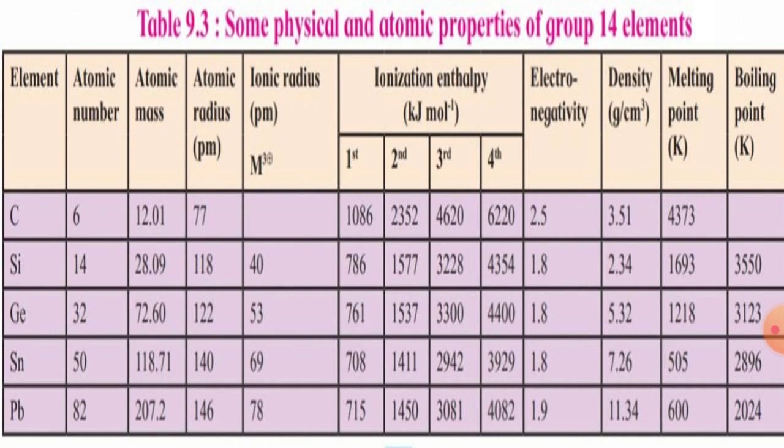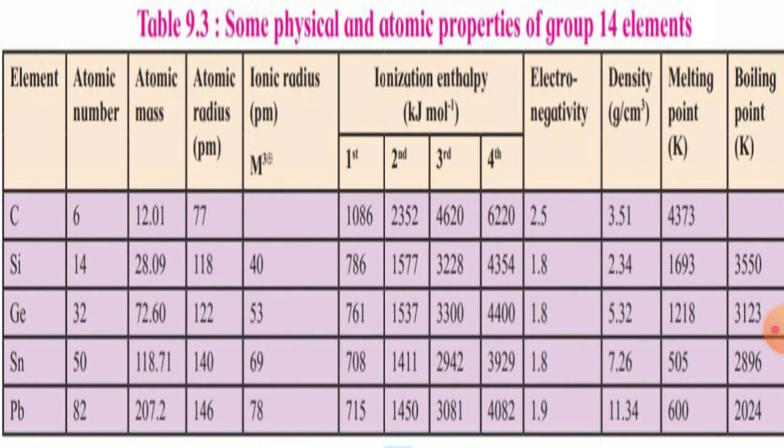The atomic number is increasing down the group. For carbon it is 6, for silicon 14, germanium 32, tin 50 and lead 82. See the table: the atomic number is increasing down the group. Next to atomic number is atomic mass. As atomic number increases, atomic mass also increases. So atomic mass is increasing down the group.